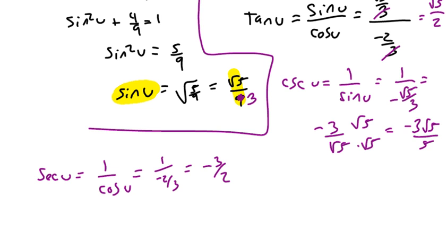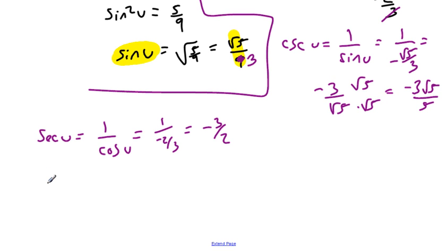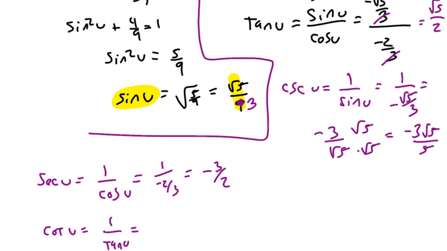Last but not least, cotangent of u, which means I just flip tangent, right? So that's 1 over tangent. I'm just going to flip whatever we got for tangent. Tangent, if you look over here, was radical 5/2. So that's 2 over radical 5. But then we have to rationalize it by multiplying top and bottom by radical 5. So I'm going to get 2 radical 5 over 5. And we just found all 6 trig functions without using a triangle. However, this time we used purely just our identities.